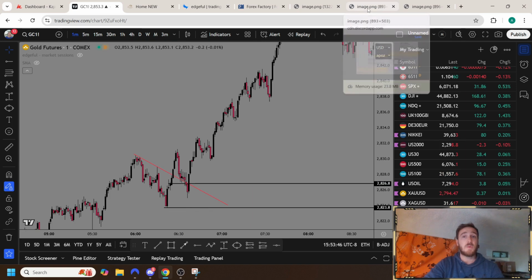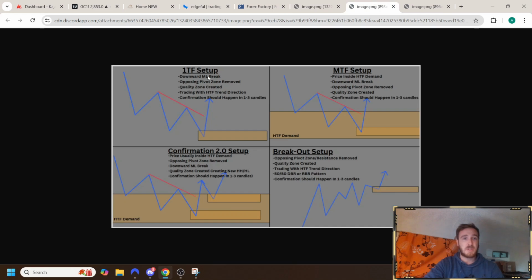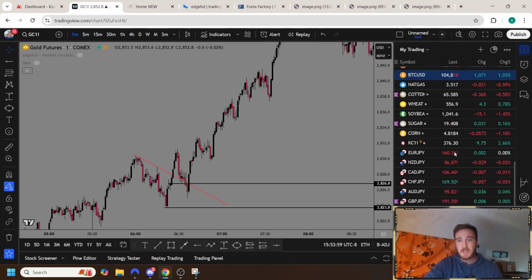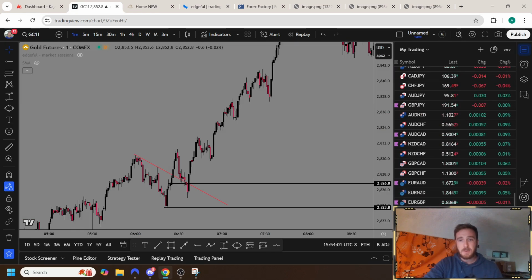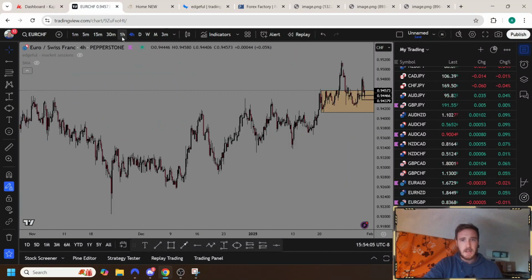But once again, this is the one time frame sequence, right? So he's not inside his higher time frame, but then he can use, say, for example, his one time frame setup, right? But you need to make sure that you're trading with the trend, okay? Another example of this could be, say, for example, I think there was Euro Swiss today that we were looking at. Euro Swiss, multiple time frame.